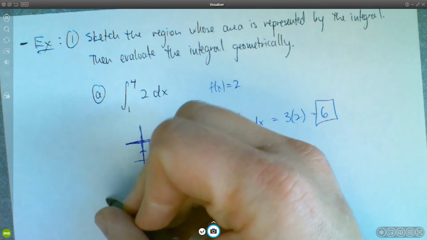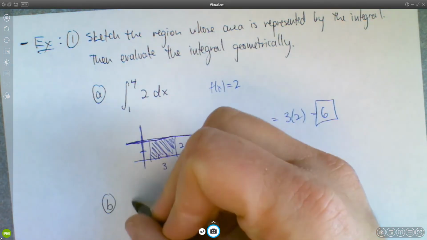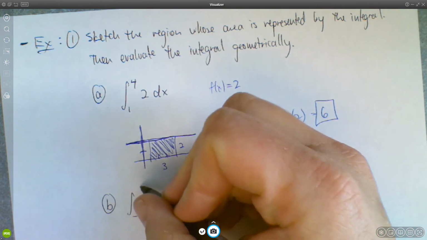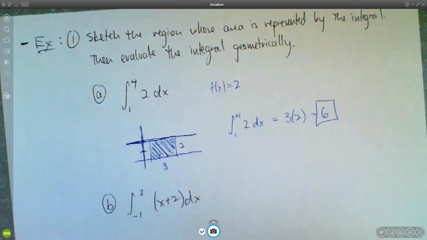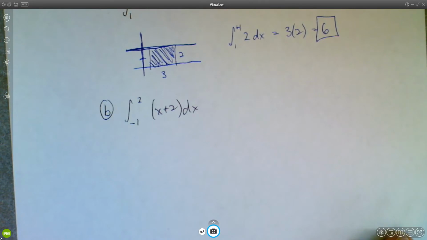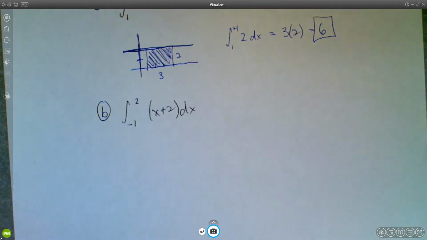Let's do another one. Let's go from -1 to 2 of x plus 2 dx. So first of all, a sketch of the region.